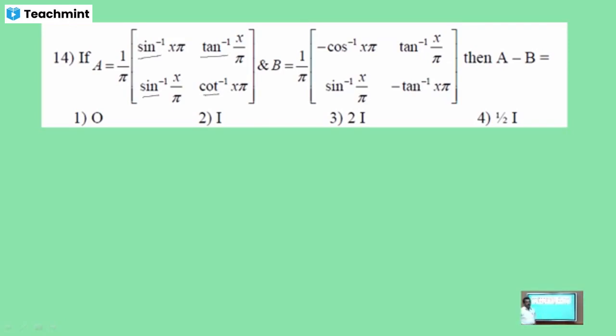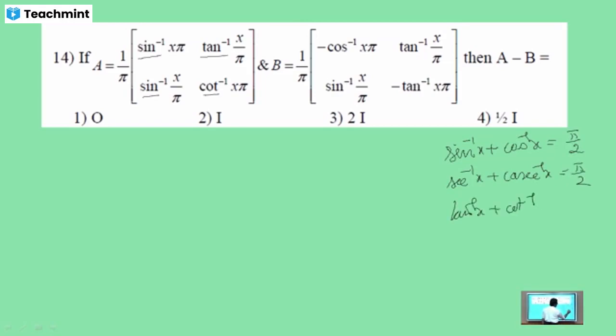You know that among the properties of inverses, what you have learned already is sin inverse x plus cos inverse x is always equal to pi by 2. Similarly, secant inverse x plus cosecant inverse x is equal to pi by 2, and tan inverse x plus cot inverse x equal to pi by 2, which is one of the important properties that we are using to solve most of the problems in the inverse trigonometry function.